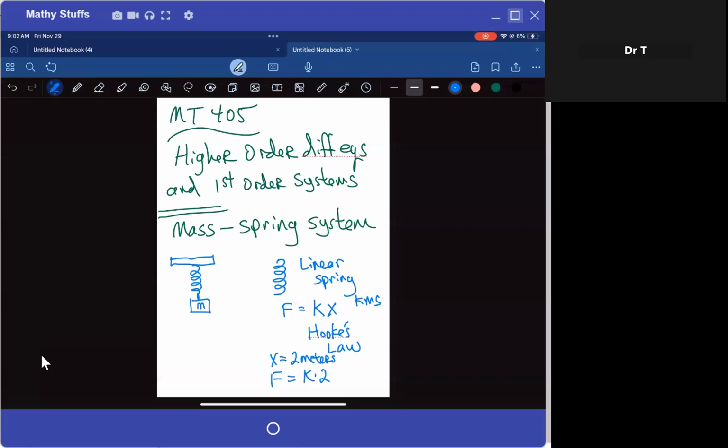The larger K is, the stiffer the spring is. It requires more force to move it a particular number of units. So, for example, if K equals 1, then this requires 2 units of force. I want to say newtons. I guess I did just say it. And if K equals 10, then the force required to do that same extension is 20 newtons.